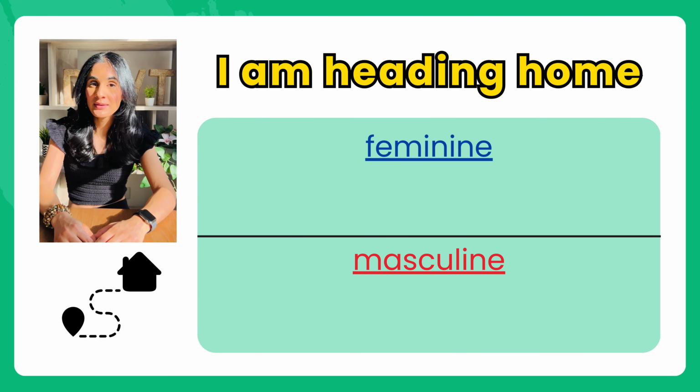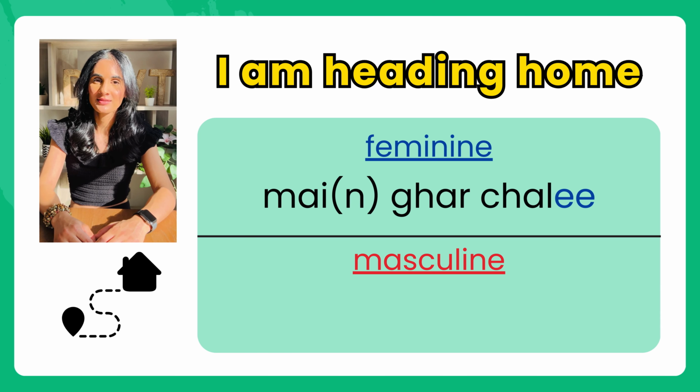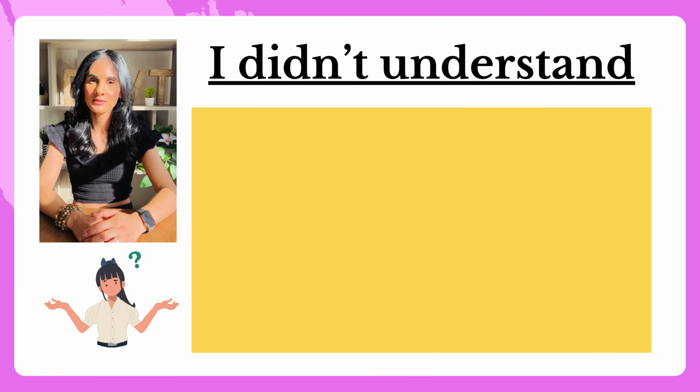I'm heading home. If you're using feminine terms, it's ਮੈਂ ਘਰ ਚੱਲੀ. If you're using masculine terms, you can say ਮੈਂ ਘਰ ਚੱਲਾਂ. So, ਮੈਂ ਘਰ ਚੱਲੀ. ਮੈਂ ਘਰ ਚੱਲਾਂ.